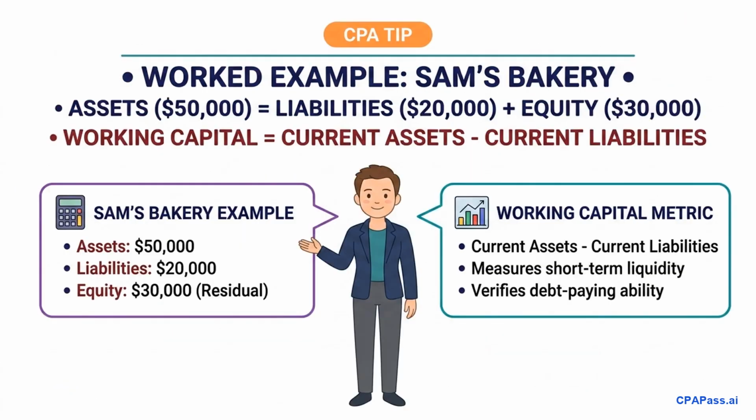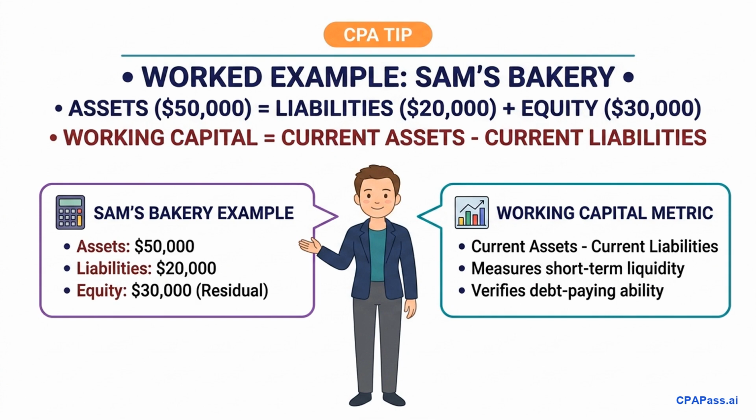Let's see the accounting equation in action using a worked example for Sam's Bakery. Suppose Sam's Bakery has total assets of $50,000 consisting of cash, ovens, and ingredients. If the bakery has $20,000 in liabilities from a bank loan, we can verify that stockholders' equity must equal $30,000. This maintains our fundamental balance.